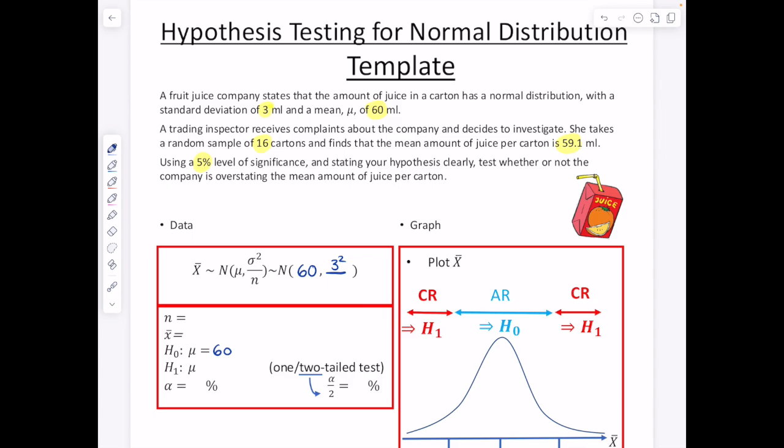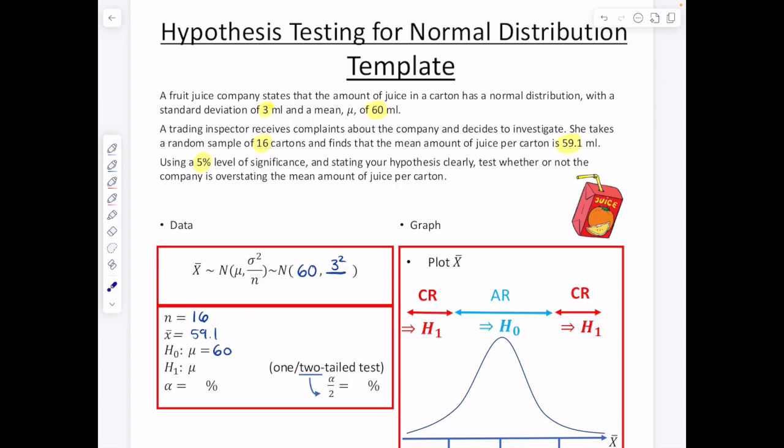A trading inspector receives complaints about the company and decides to investigate. She takes a random sample of 16, so that's going to be our N, and finds that the mean amount of juice per carton is 59.1. So the result from her sample is 59.1. Remember, if it's a lowercase x, it's a number. If it's an uppercase X, it stands for a sentence. So we put it on the x-axis, but it could stand for the mean amount per sample of juice in a carton.